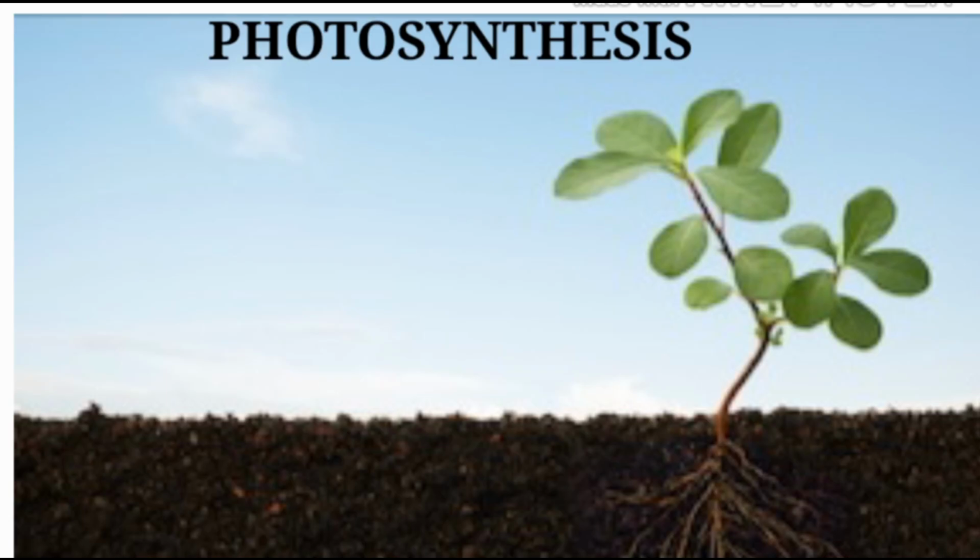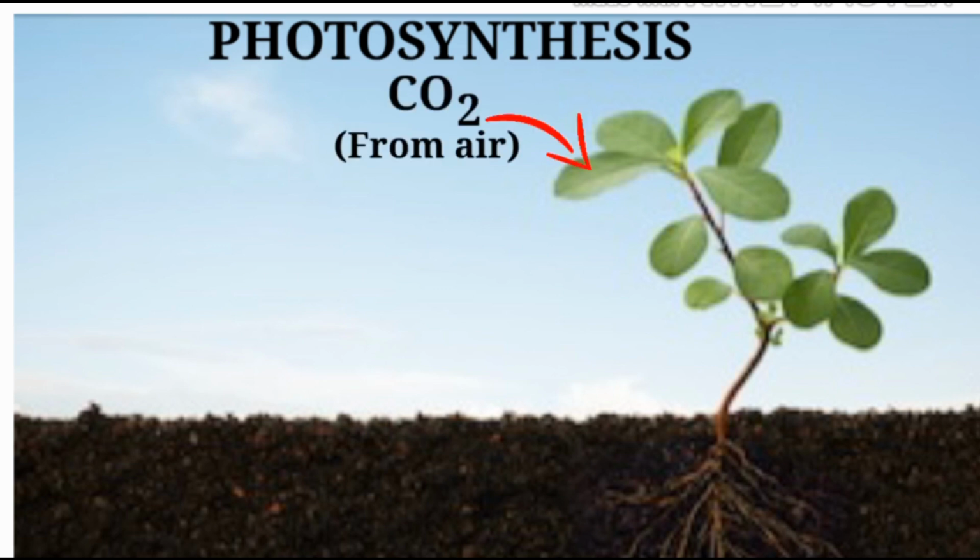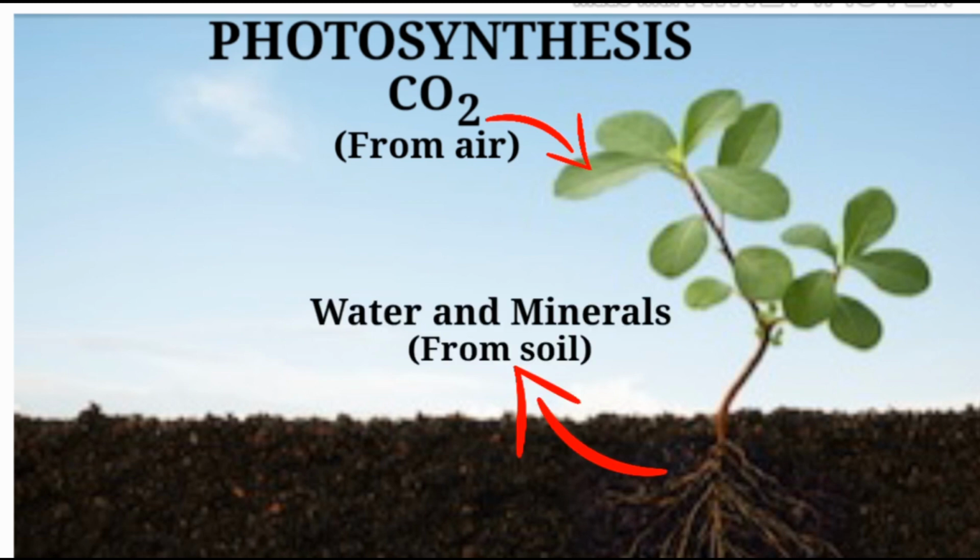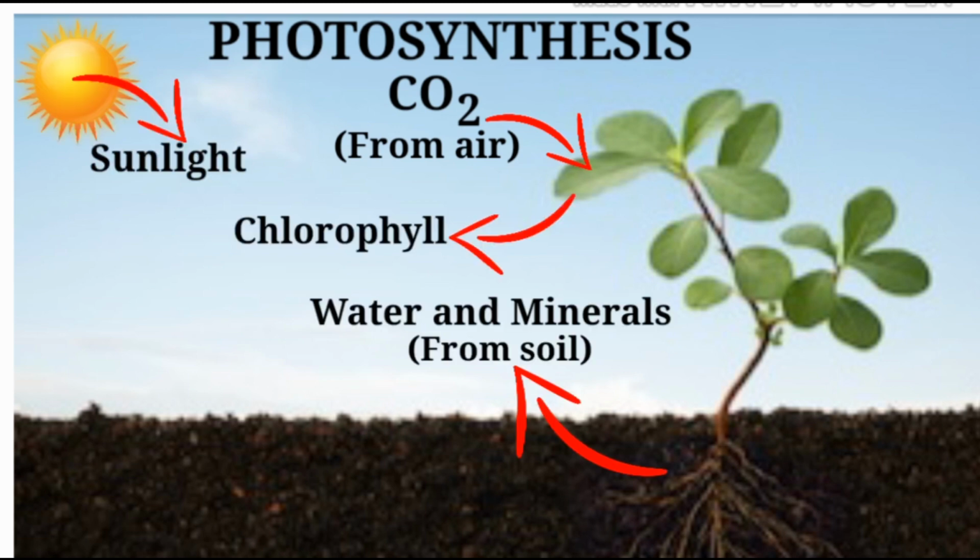In this process, green plants take in substances from the environment and convert them into energy, which is stored in the form of food. The materials taken from outside are carbon dioxide from air and water and minerals from the soil. In presence of sunlight and chlorophyll present in the leaves, they convert the raw materials to carbohydrates, which are used for providing energy to the plants.